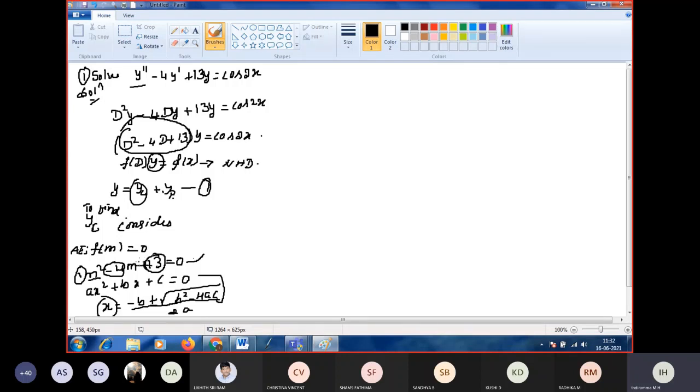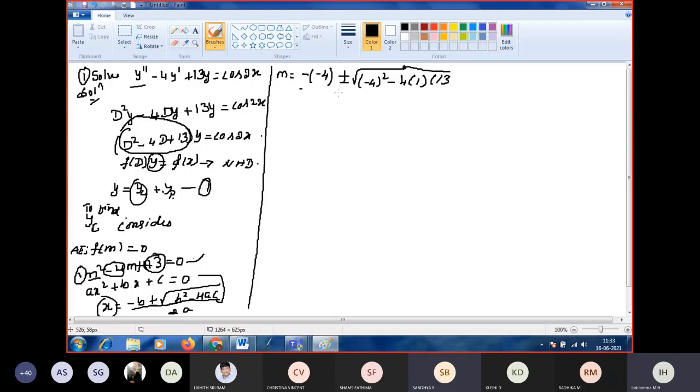So we obtain, are you getting? Yes, ma'am. We are finding m instead of x, so you should write m is equal to minus b. Instead of b, we have minus 4. So minus of minus 4 plus or minus square root of b square, which is minus 4 whole square, minus 4a c, where a is 1 and c is 13. Correct? Is it right? Yes, ma'am.